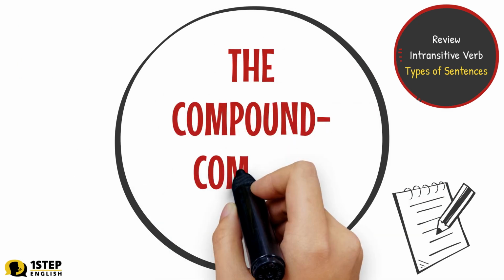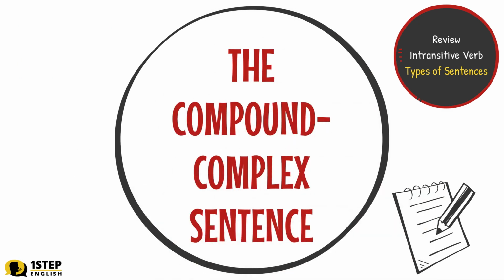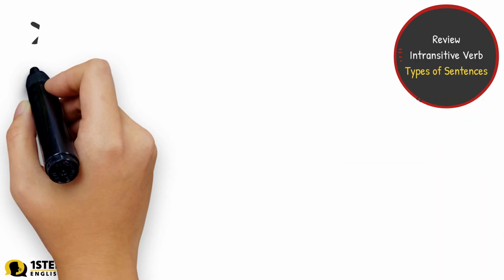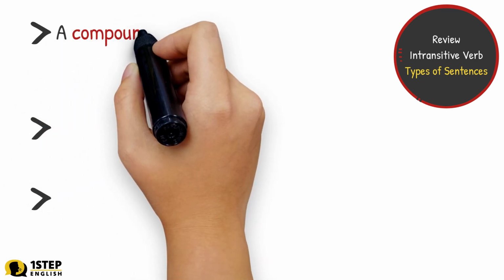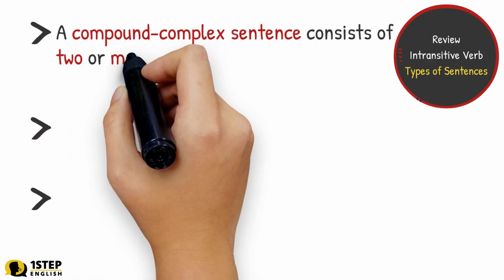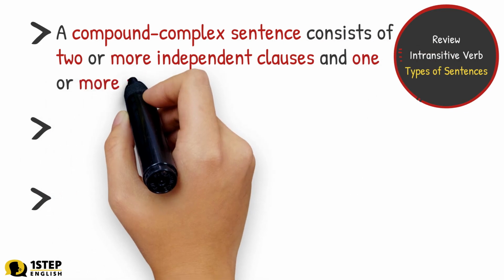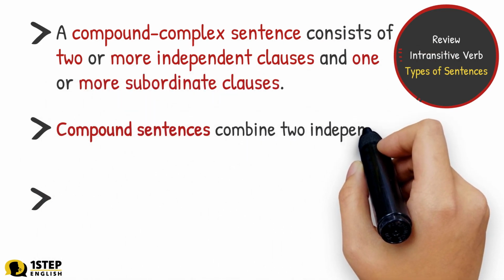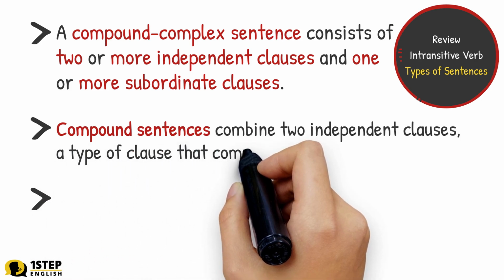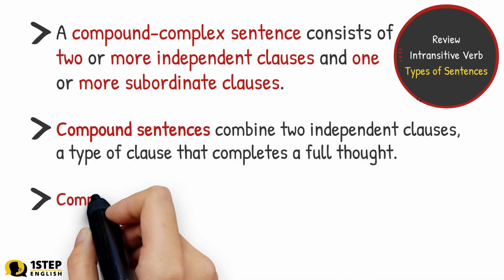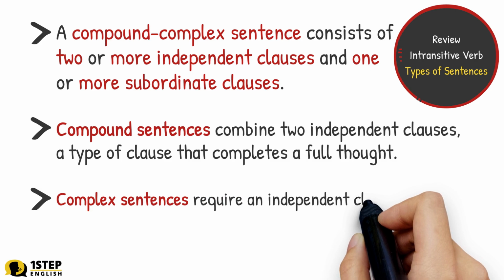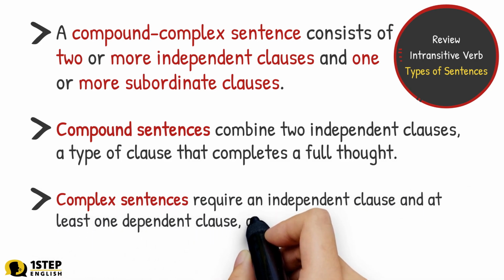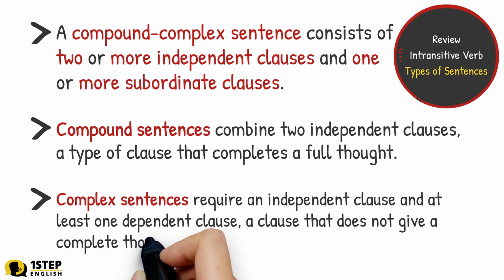The compound complex sentence. A compound complex sentence consists of two or more independent clauses and one or more subordinate clauses. Compound sentences combine two independent clauses, a type of clause that completes a full thought. Complex sentences require an independent clause and at least one dependent clause, a clause that does not give a complete thought.